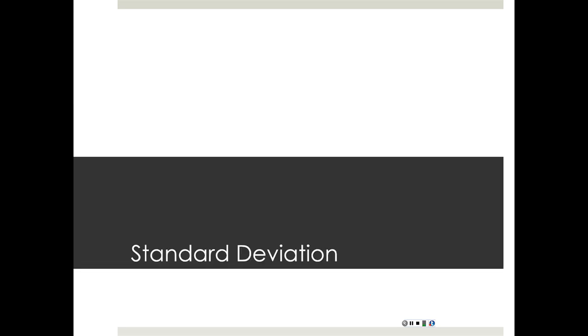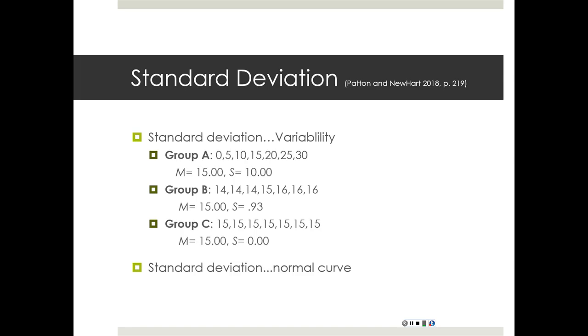Standard deviation. According to Patton and Newhart, 2018, a set of scores is described with two statistics, the mean, which describes the average, and the standard deviation. The standard deviation is used to describe the variability of the scores. Variability refers to the amount by which participant scores vary or differ from each other.